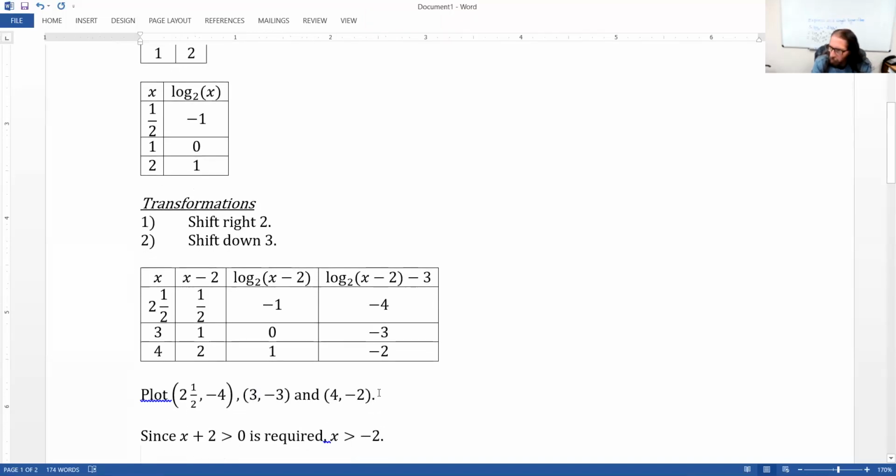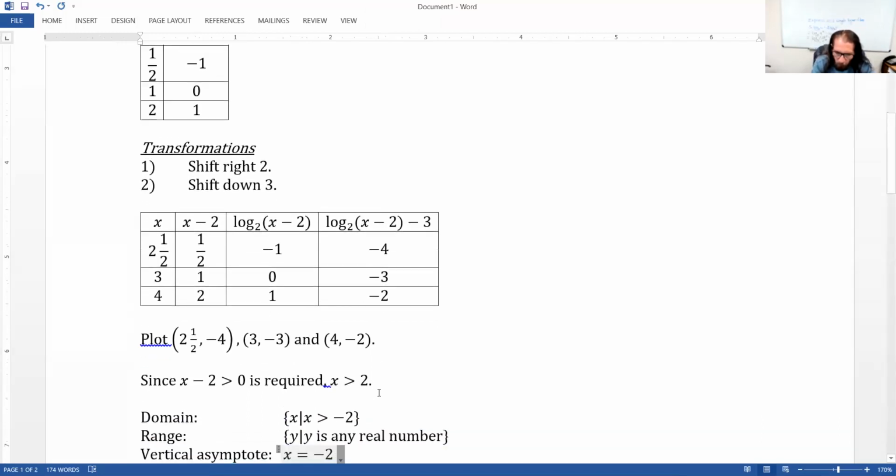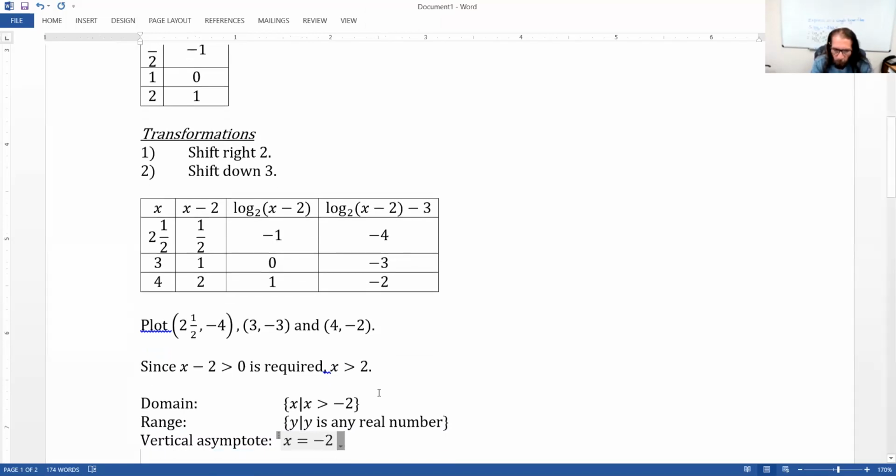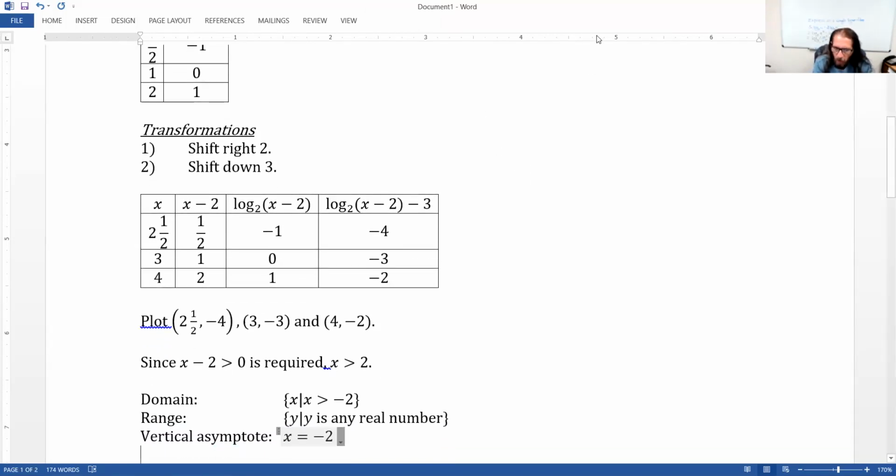Now, part of it is, for the domain, is we know that we have to take the logarithm of positive numbers. So if I take what was inside, x minus 2, set that greater than 0, then x must be greater than 2. There's our domain, range in set builder notation, and the equation of the vertical asymptote. Now let's take a look at option 2.